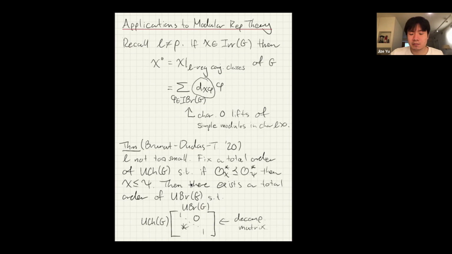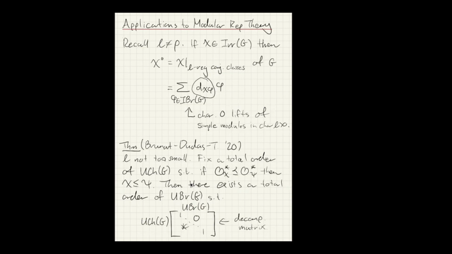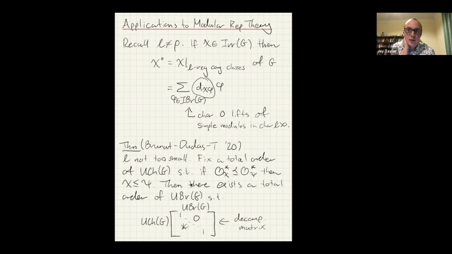So your assumption on the L, it is to make sure that the order, the A is the n prime or something? Yeah, I mean, the assumption on L, for instance, is necessary because if you're in SL_N and L divides N, then it does happen that the unipotent characters don't form a basic set.